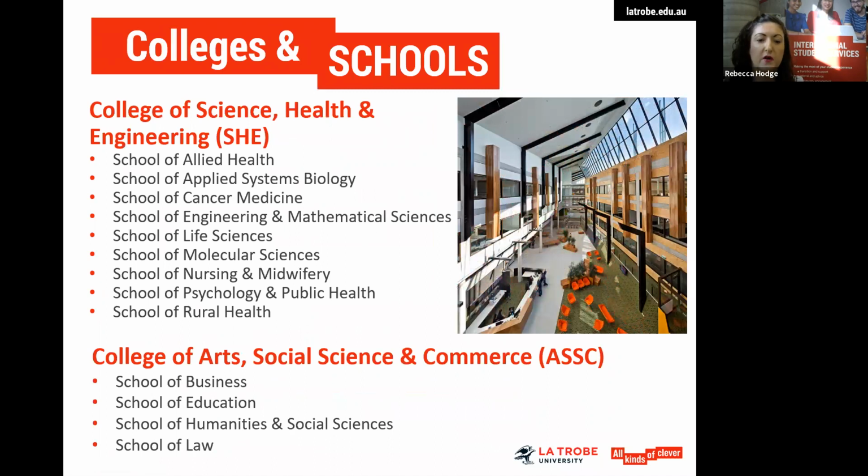At La Trobe University, we have 2 colleges, and each of them offer a broad range of study options. It is important for you to know which college your course comes under. So there is the SHE College, which is Science, Health and Engineering, and there is the ASC College for Arts, Social Science and Commerce. You can see listed on the screen that there are different schools within each college, and then your course will belong to a particular school. So if you're unsure when you arrive which college you belong to, please ask one of our friendly hosts or staff at the check-in venue.